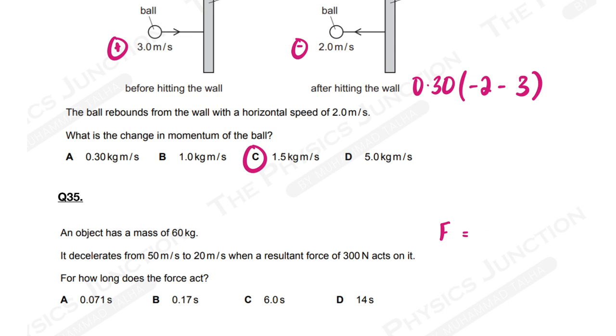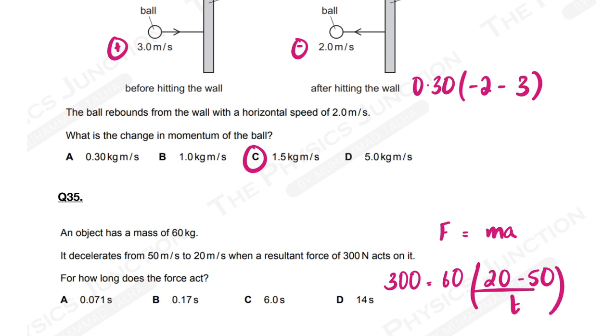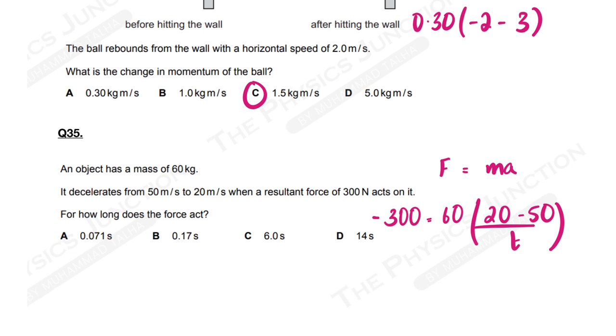Because we've been doing a lot using rate of change of momentum, let me just show you how you can reach the same answer using this as well. Resultant force is 300, mass is 60, acceleration is v minus u over t. So this would be 20 minus 50 over the time. Because this force is slowing it down, I would add a negative sign here because it would be acting opposite to the direction of movement for it to slow this object down. So I would just rearrange this equation. 60 times negative 30 over negative 300, and I would get my answer for 35 as C.